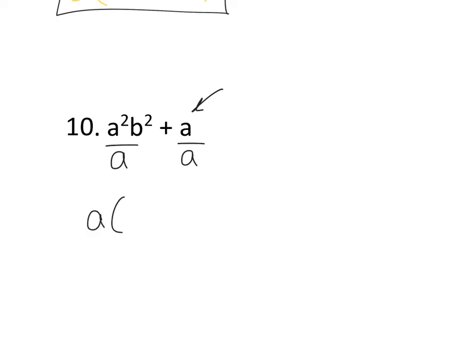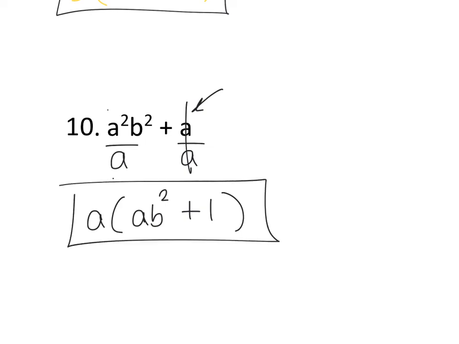And I'm going to pull that A out. A squared divided by A is going to get you single A. B squared plus, this will cancel out, not to 0 but to 1, because something divided by itself is 1.